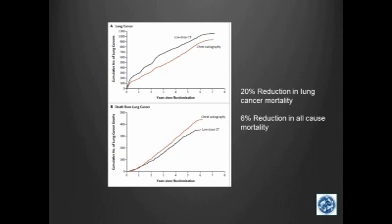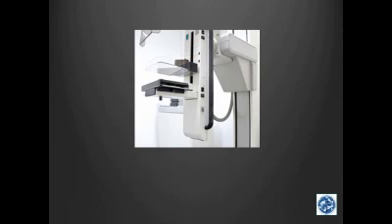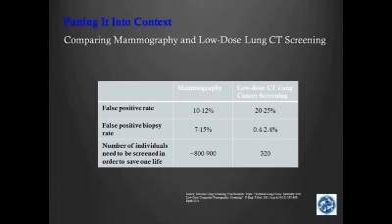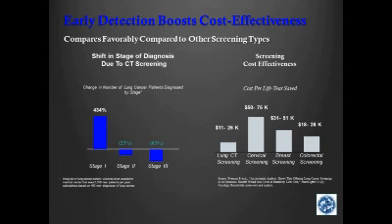That 20% reduction in disease-specific mortality happens to be the same thing that you get from this machine. Anybody know what this machine is? It's a mammogram machine. So low-dose CT scan for lung cancer reduces the mortality of lung cancer by exactly the same amount as mammography does for breast cancer. And this just shows that we have a slightly higher false positive rate, but actually a much lower false biopsy rate. And the number of individuals needed to be screened to save one life is significantly less for low-dose CT scan for lung cancer than mammography.